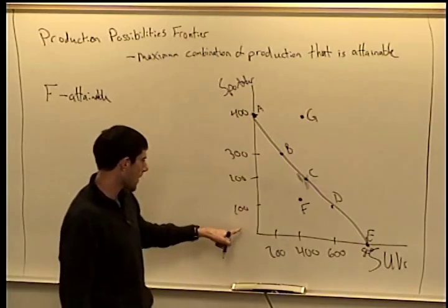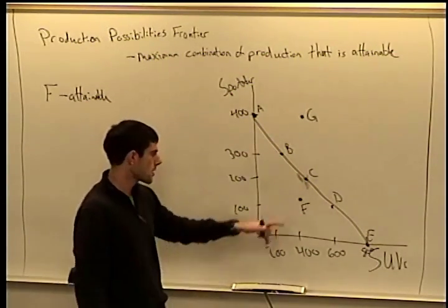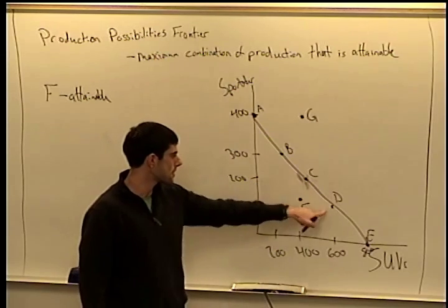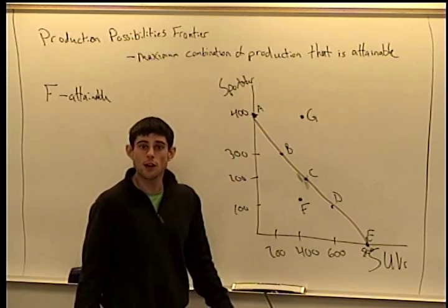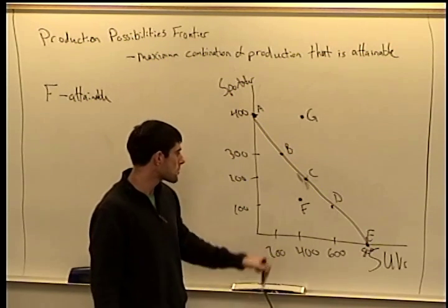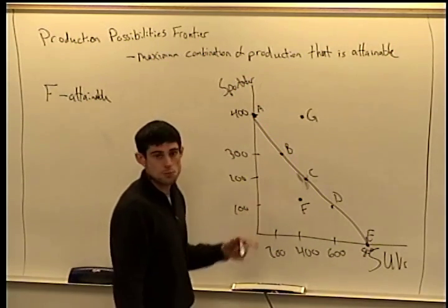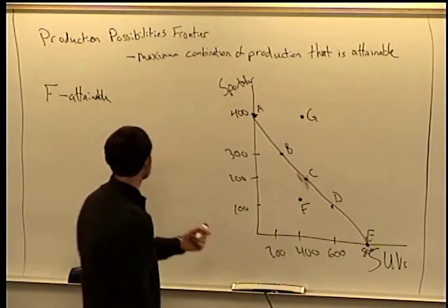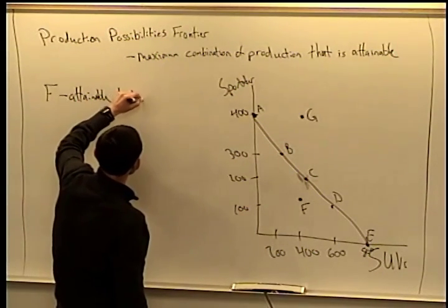but we know that we can produce more SUVs or more Sportsters in a week, right? We can move to C or D if we were at point F and produce more vehicles in a week without giving up on another one. So we could produce more in the same amount of time. So F is productively inefficient. So F is attainable, but inefficient.